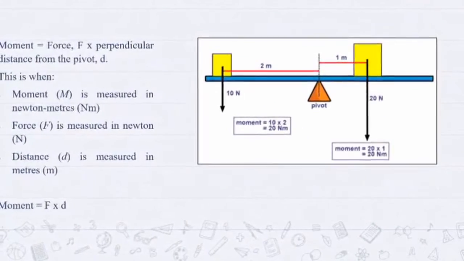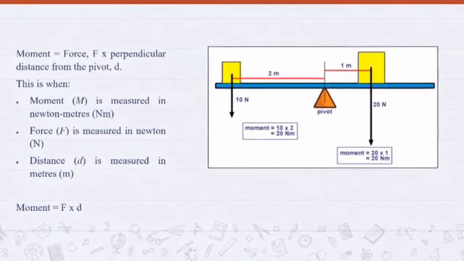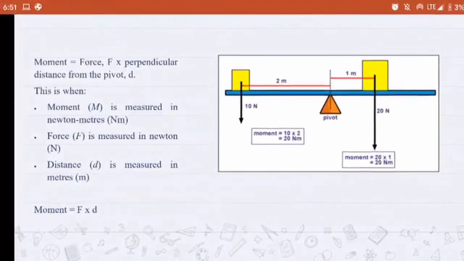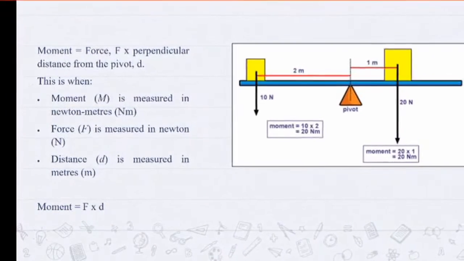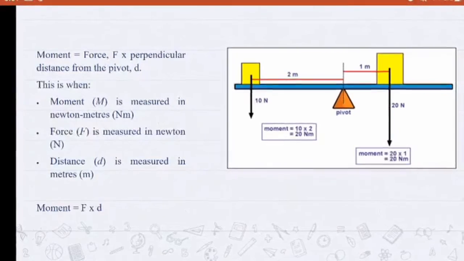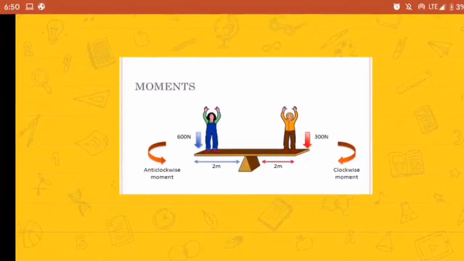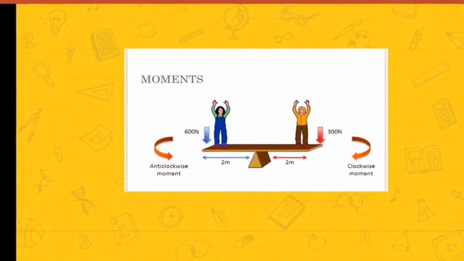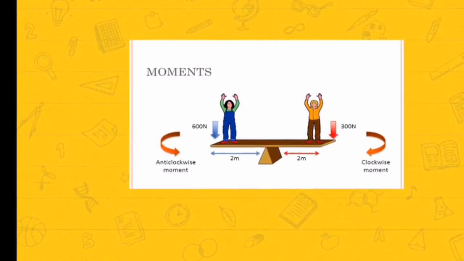According to the figure, 10 Newton is multiplied by 2 meter, resulting in 20 Newton meter. Meanwhile, 20 Newton is multiplied by 1 meter, resulting in 20 Newton meter. Newton meter is the unit of measurement for moment. Can it be applied to this picture? 600 Newton times 2 meter is the anticlockwise moment, while 300 Newton times 2 meter is the clockwise moment.